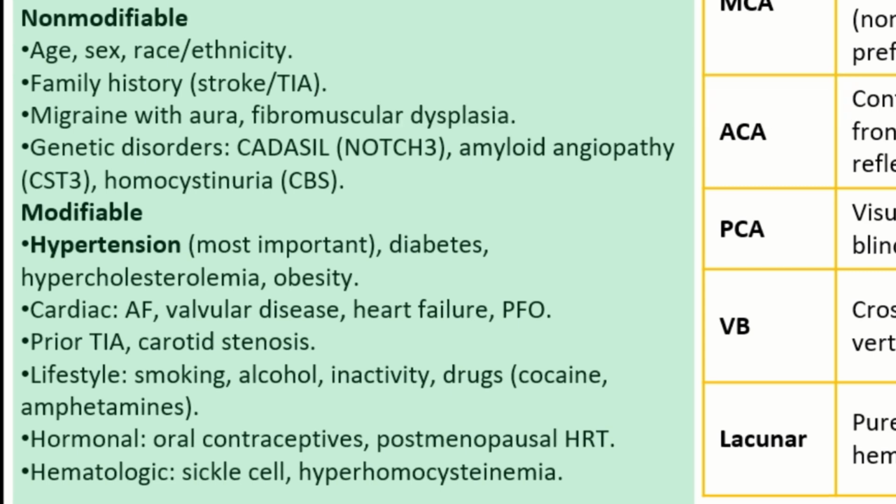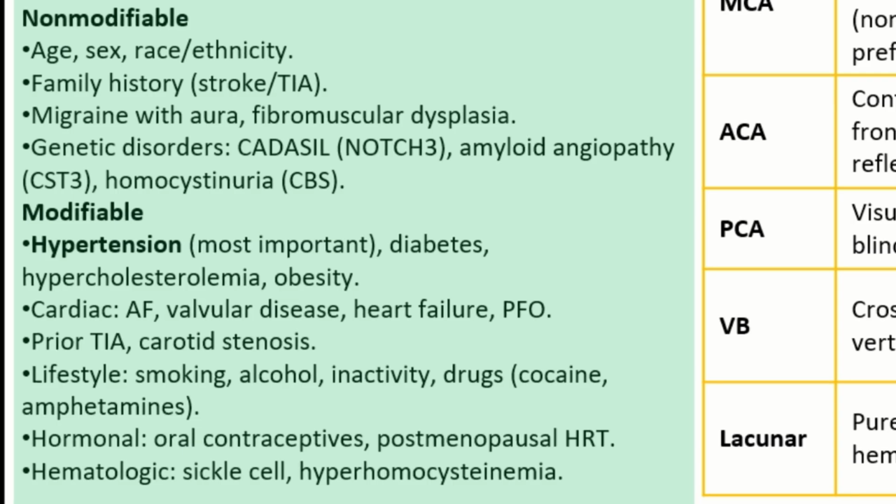If someone has had a TIA before, or someone has carotid stenosis, we have things like lifestyle, which includes smoking, alcohol, inactivity, and drugs. Then hormones like oral contraceptives, postmenopausal hormone replacement therapy, as well as hematological disorders like sickle cell and hyperhomocysteinemia.